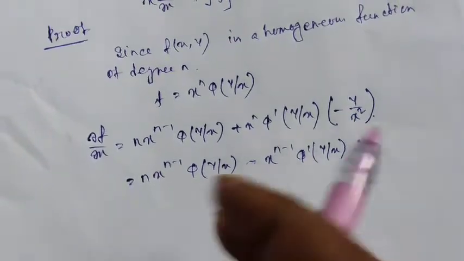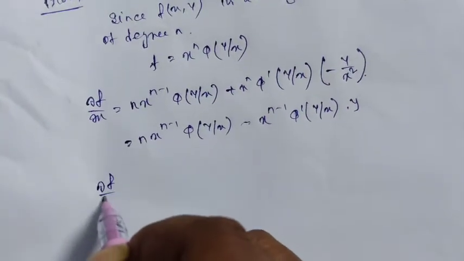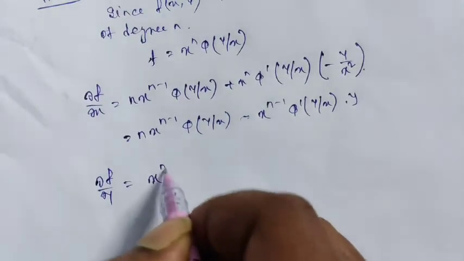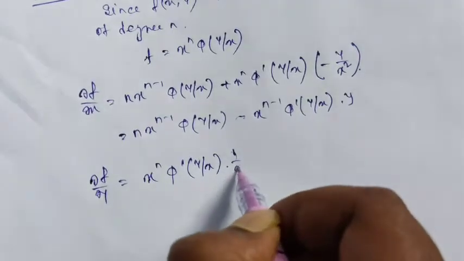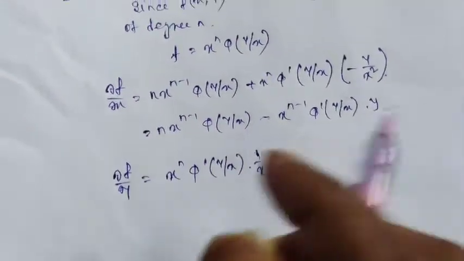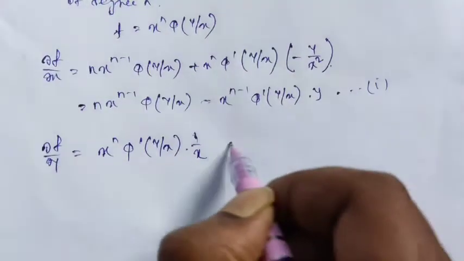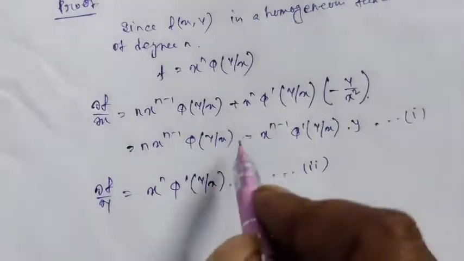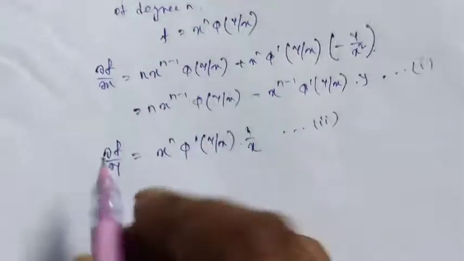Now if we differentiate this function again with respect to y, that is del f del y is equal to x to the power n phi dash y by x into 1 by x. I give this number 1 and this number 2. Now if we multiply 1 by x and 2 by y and then add, what do we get?